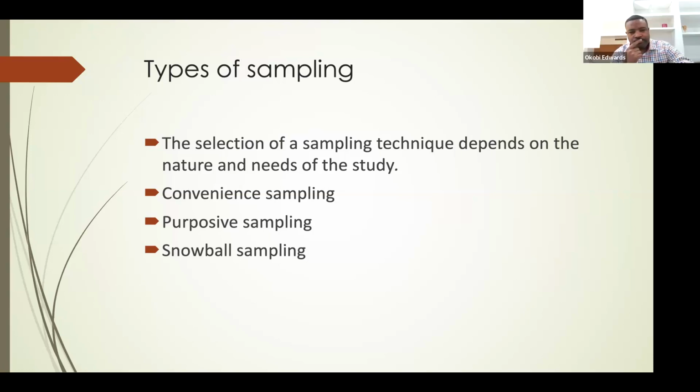Right. So the types of sampling, let's talk about that. The selection depends on the nature and needs of the study. There are different types of sampling methods. There's convenience sampling, there's purposive sampling, and then there's snowball sampling.